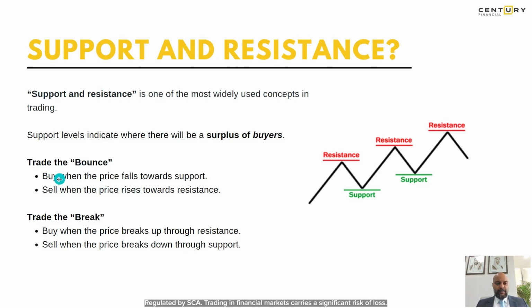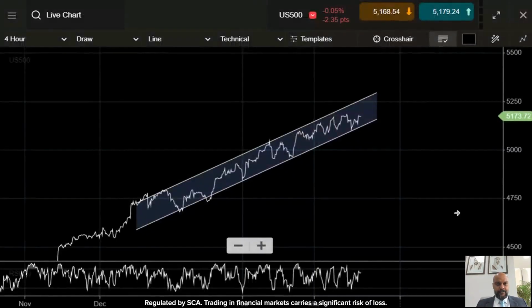Trade the bounce. So buy when the price falls towards support. Now, how do you identify these supports? I will show you a couple of examples on that. Sell when the prices rise towards resistance. Trade the break. There is another way to do it, which is once it breaks above the resistance, you can actually get into a trade because now it has broken above a certain level and we are expecting it to move forward. Let's look at a couple of examples on support and resistance.